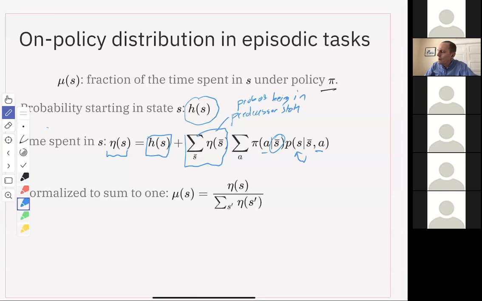And once we've done that, we can normalize so that they sum to 1. This is not unlike the original PageRank algorithm for Google, where we looked at what is the probability of going from one particular web page to another particular page. That was based on the links on that first page.